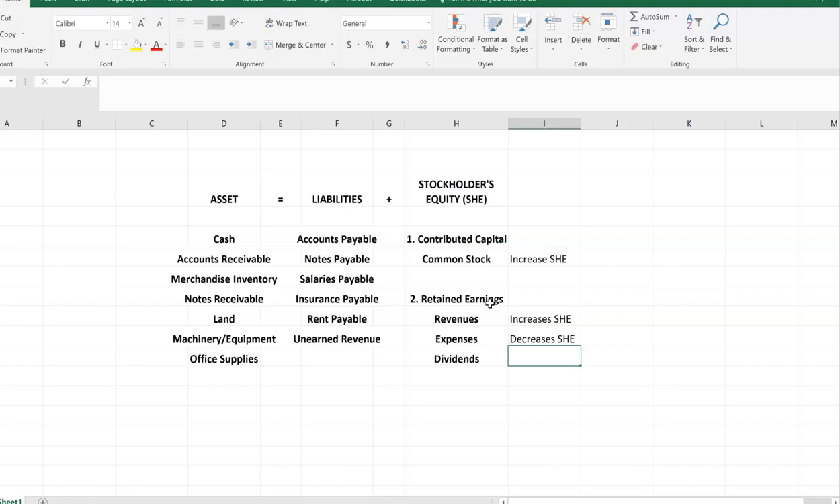Okay. Dividends, likewise, are money from our earnings. When a company is making money, a lot of times the board of directors will decide we want to give back to the stockholders, and they'll pay them a dividend from what they've earned. This also decreases stockholders' equity. Okay, I'm going to stop this here and continue on the next video.